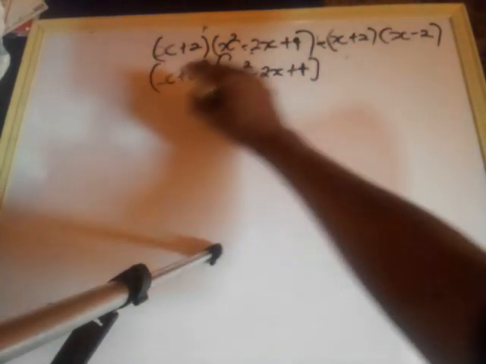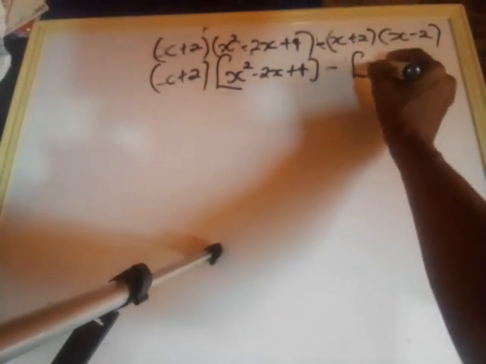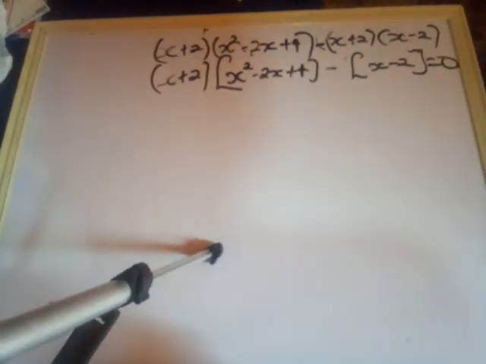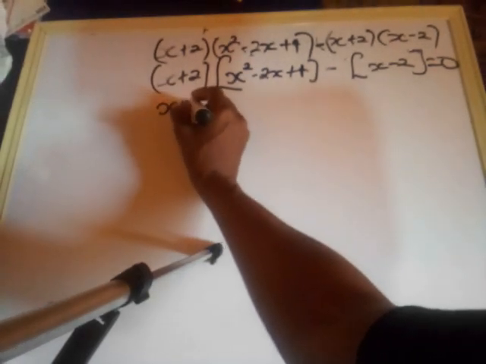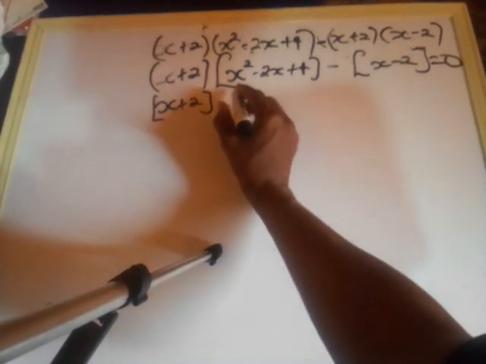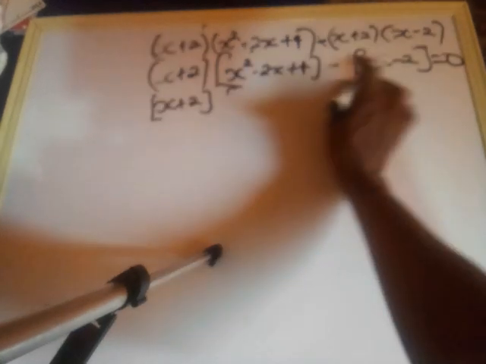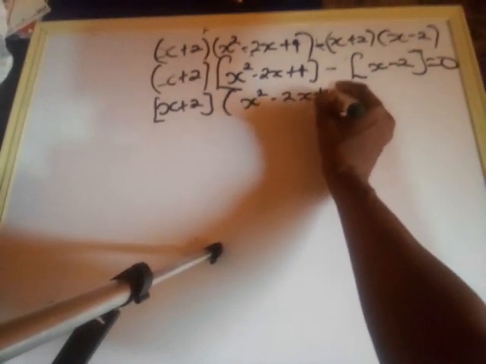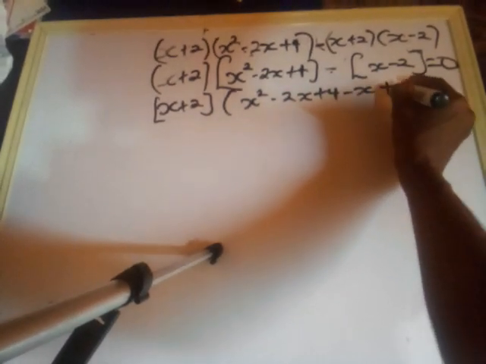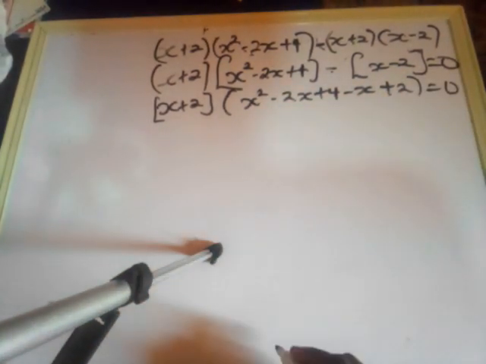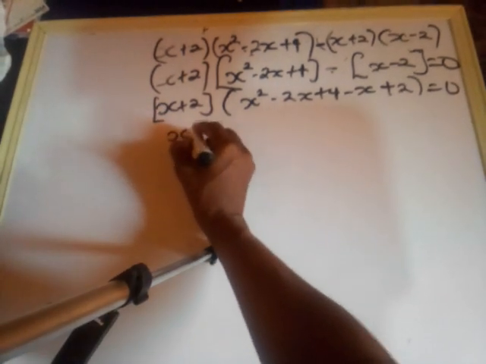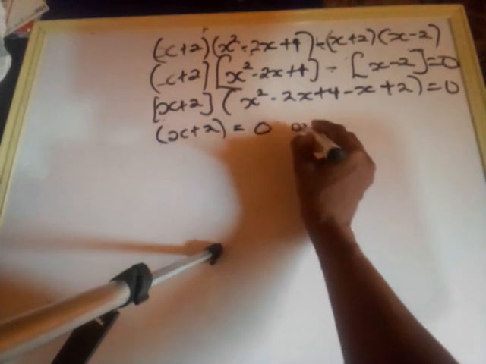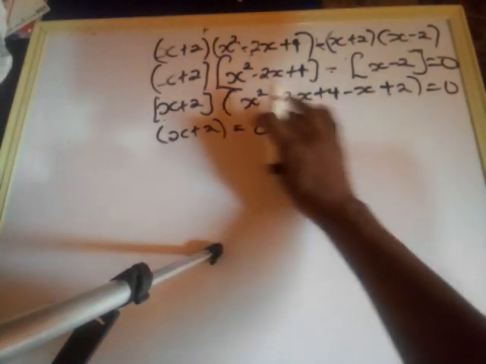So this cancels this, right? You have x minus 2 left, which is equal to what? 0. So now we have x plus 2 into brackets. We want to open the brackets here: x squared minus 2x plus 4 minus x plus 2 is equal to 0. So we have x plus 2 equal to 0, or this.